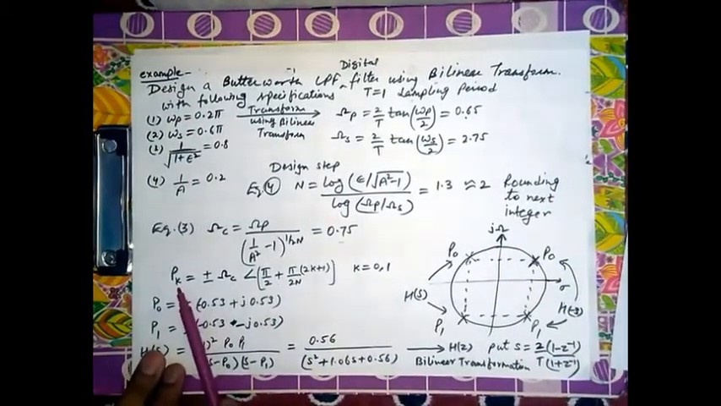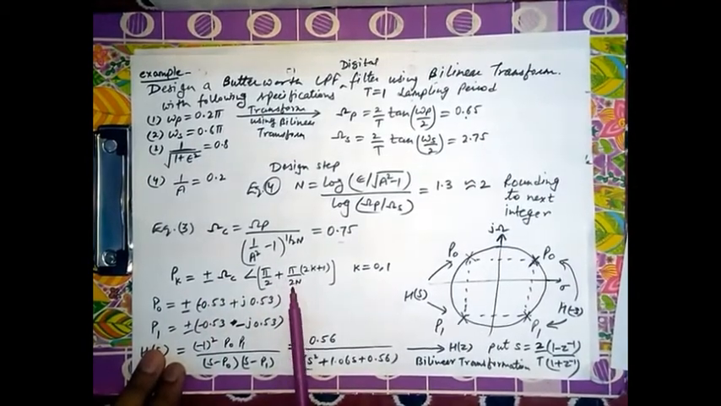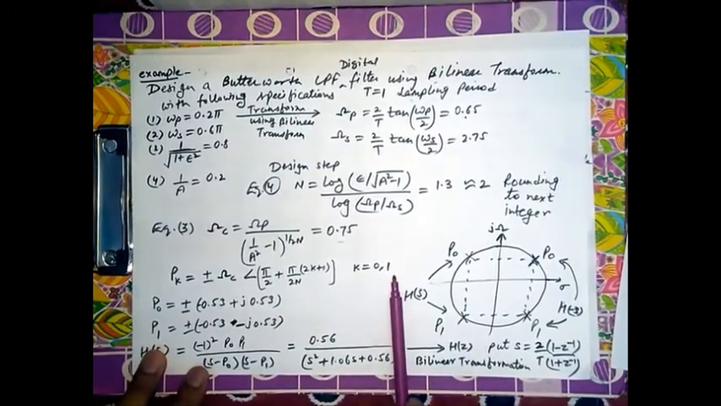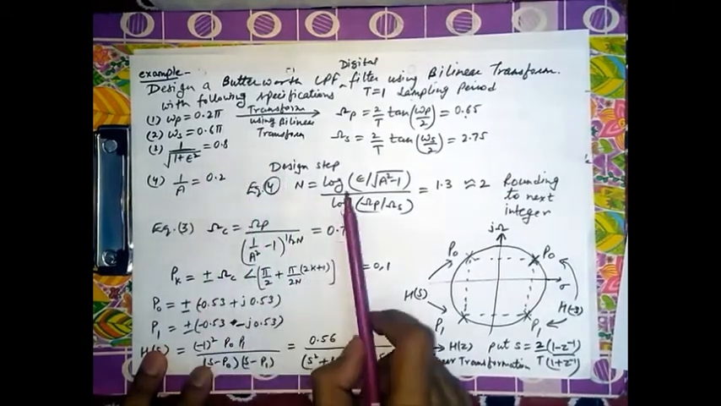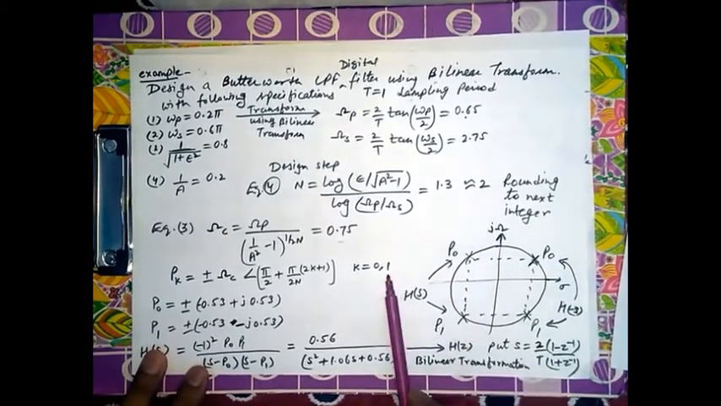Further, we can find the poles of the filter: pk equals plus minus omega C, e raised to j(pi by 2 plus pi by 2n (2k plus 1)), where k varies from 0 to n minus 1 basically. n is here 2, so k varies from 0 to 1.